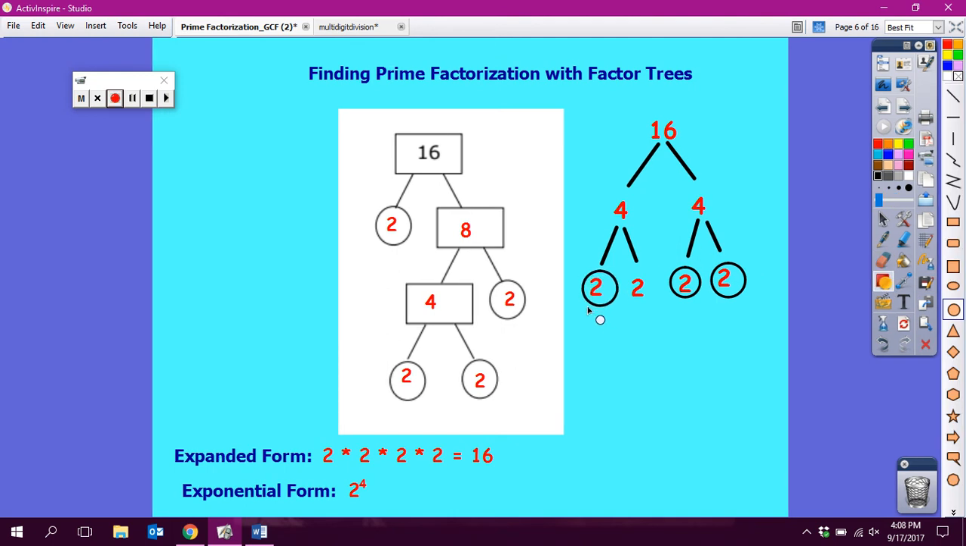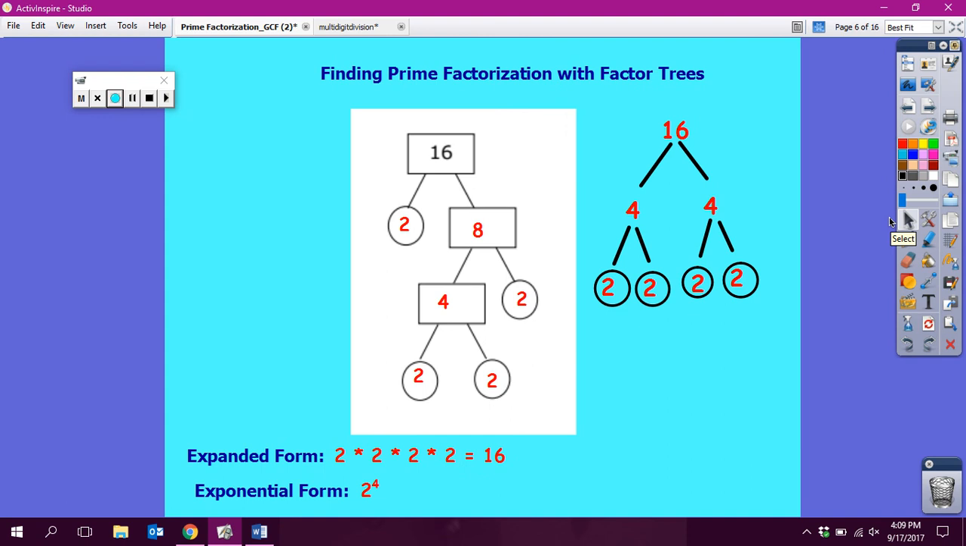So again, as you can see, when you have your prime factorization all worked out, you actually get the exact same thing. It doesn't matter what facts you use when you're breaking down your original number. You should still get the exact same prime factorization. I still get 2 times 2 times 2 times 2. I still get 4 2's at the end.